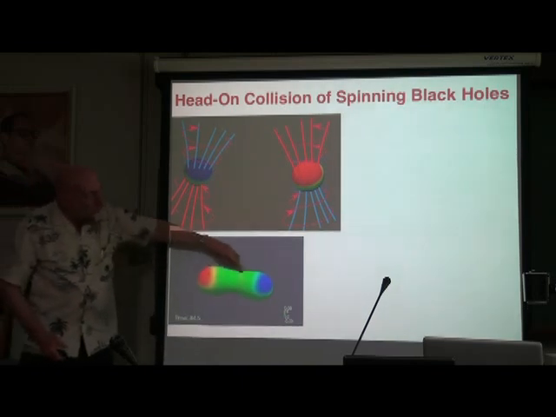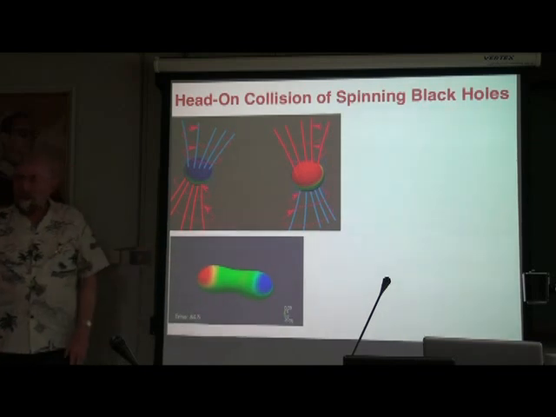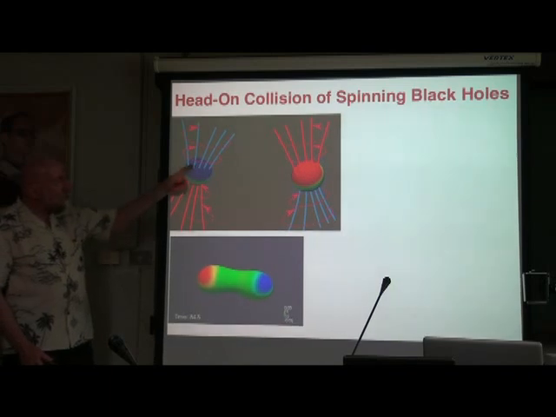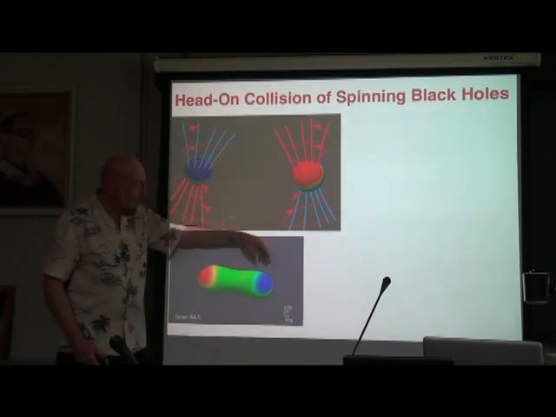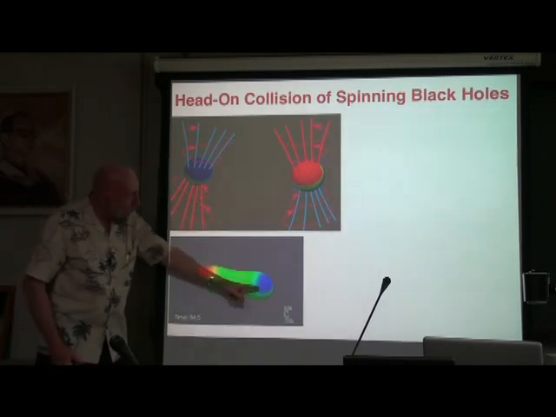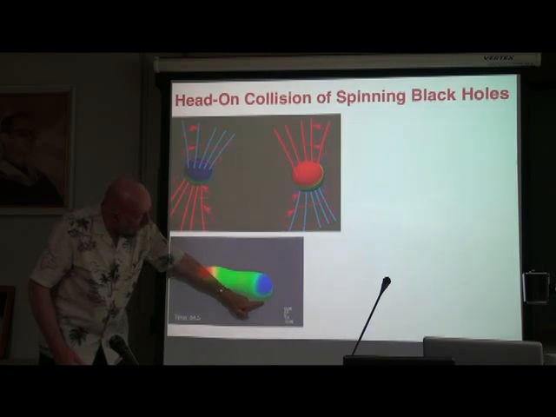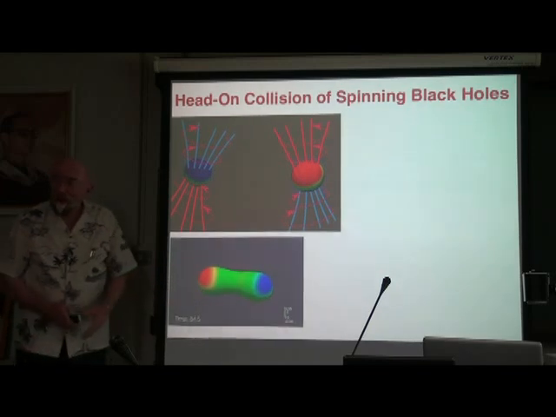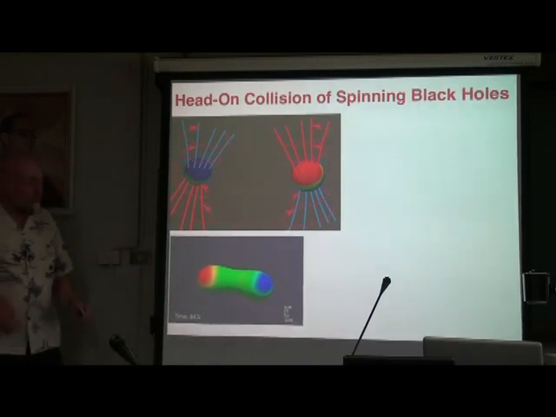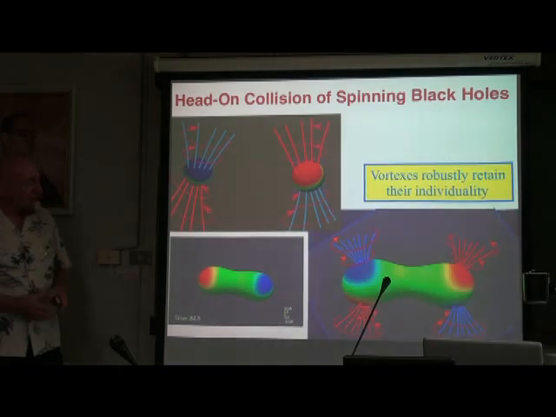We now have 4 vortexes sticking out of this black hole. We originally had 2 on this black hole and 2 on this black hole. Now they've merged. We have a blue one, and down on the bottom you can just see it, a red one and a blue one back on the other side. So 4 vortexes now sticking out of this black hole.